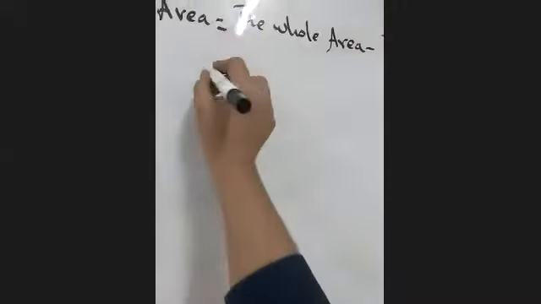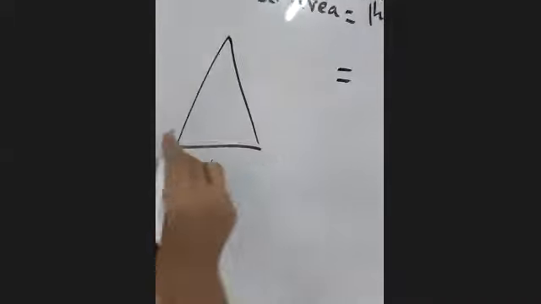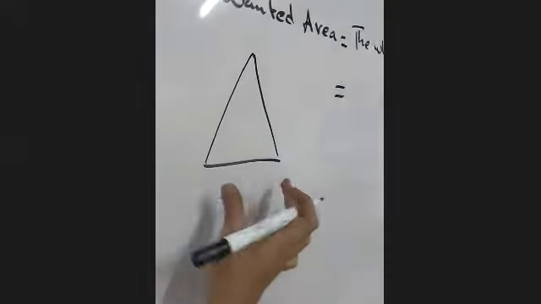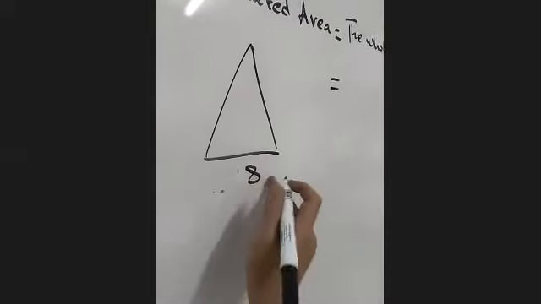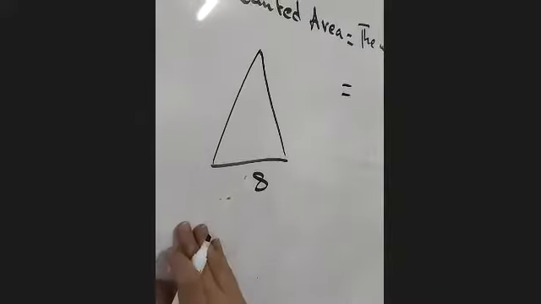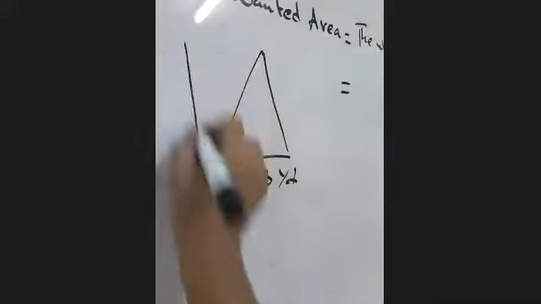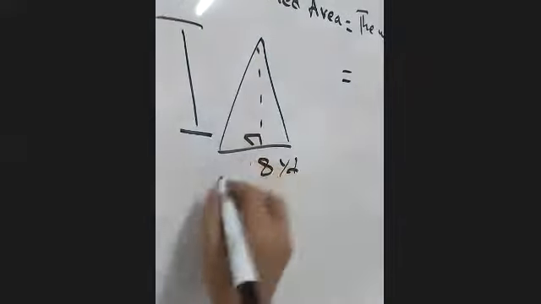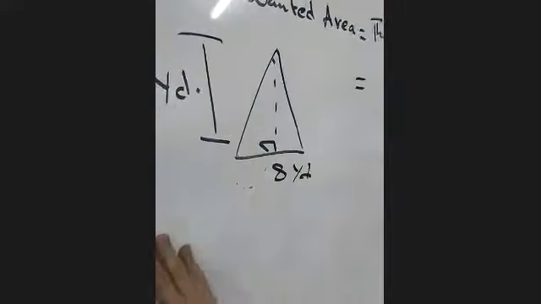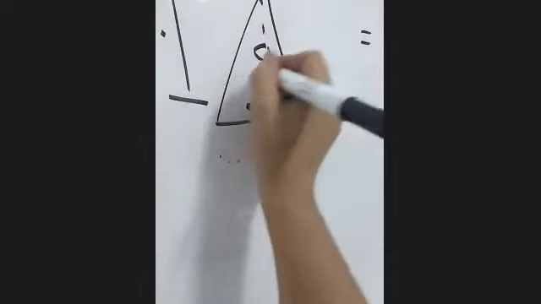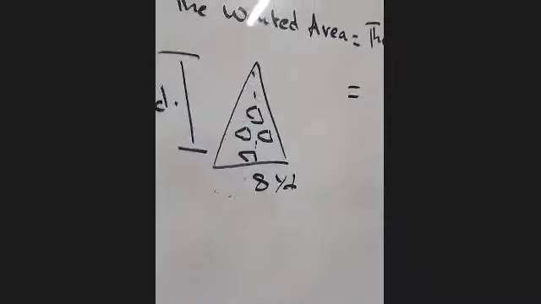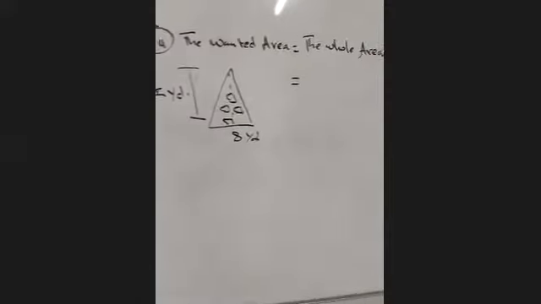Now, what's the whole area? It's a triangle with given base and given height. How much is the base? 8. What's the unit? 8 yards. What's the height? 5 yards, right? So that is the whole area, and inside it we have the windows here.